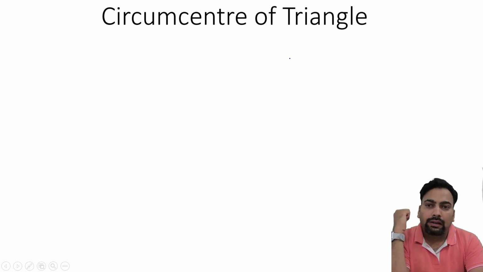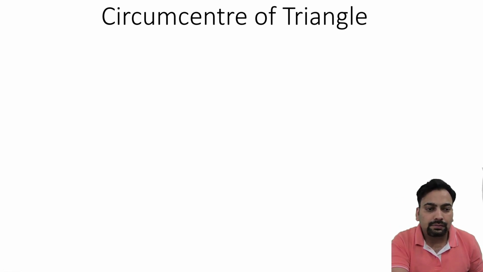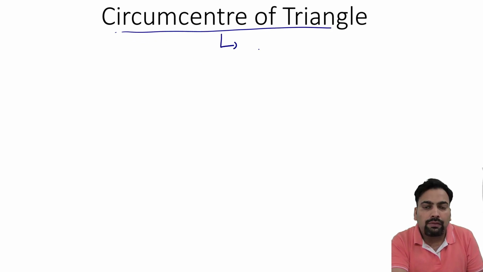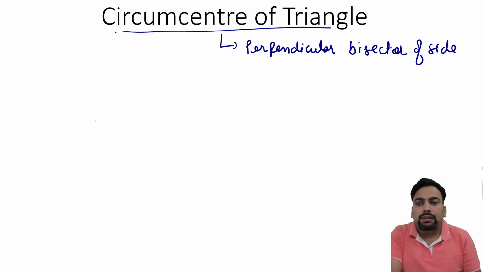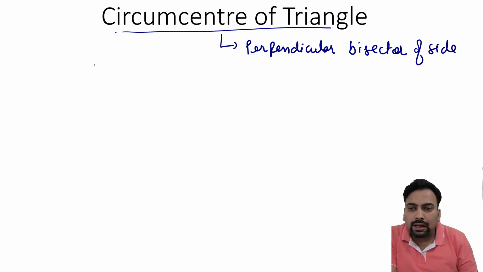Circumcenter of a triangle. What is the circumcenter of a triangle? The circumcenter of a triangle is made up by the perpendicular bisector of sides. This keyword you have to remember: perpendicular bisector of sides. Let's suppose this is an acute angle triangle.